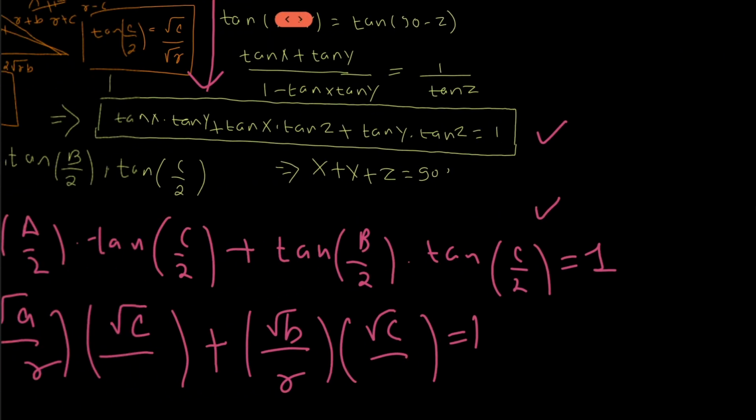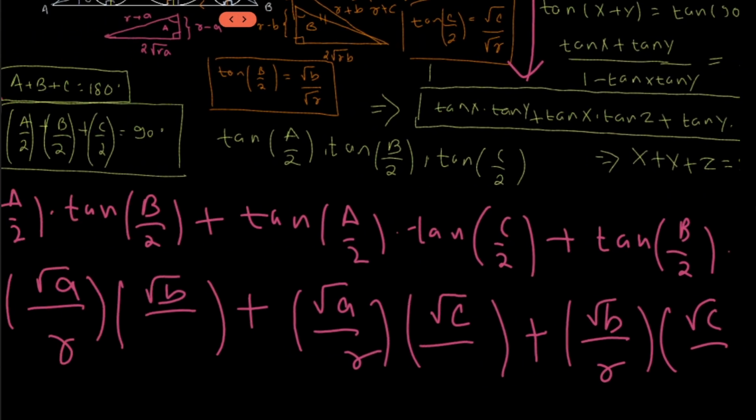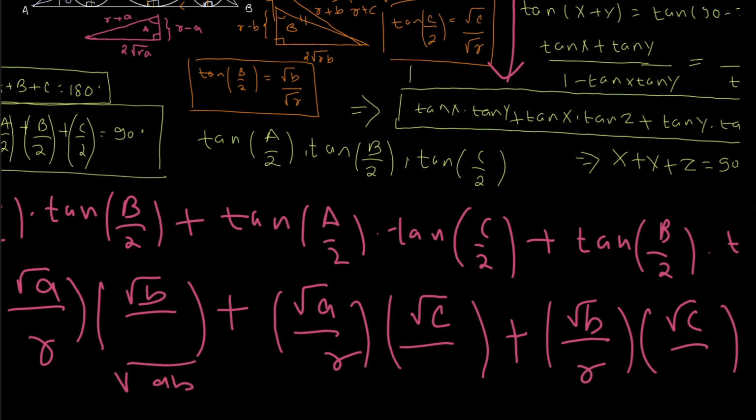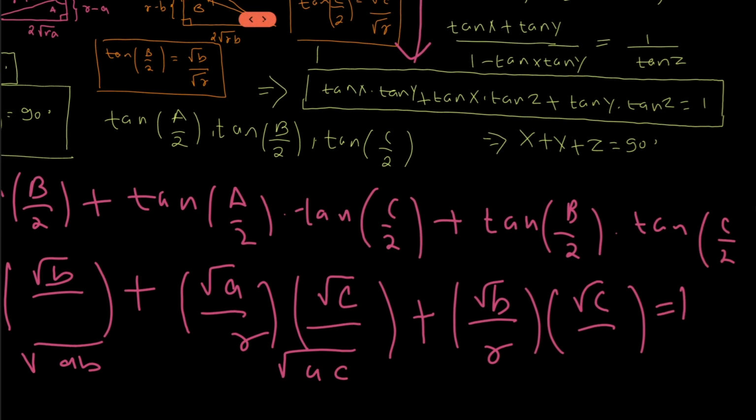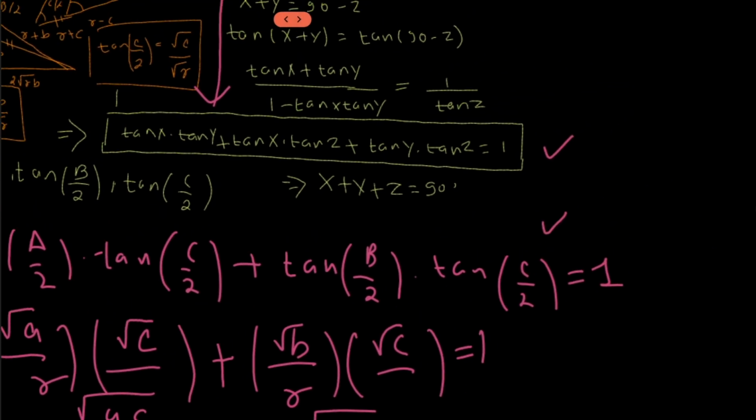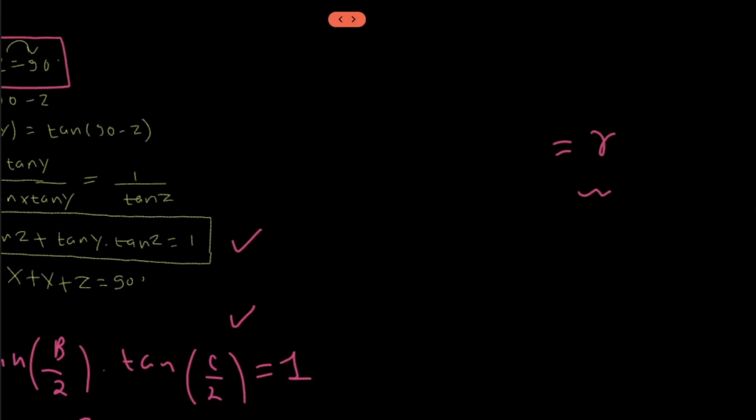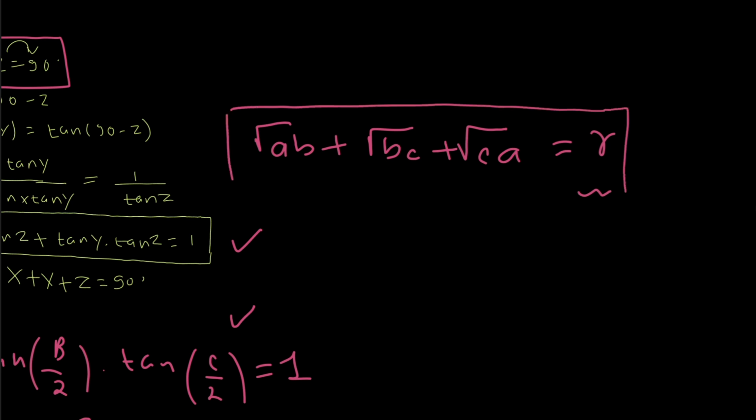What about the left hand side? We can see that in the first term we have the numerator as root a into root b, so it will form complete root ab. The middle term is root a into root c, so it can be written as complete root ac, and the third one is root b into root c, so it can be written as complete root bc. So now we have the left hand side of the equation as root ab plus root bc plus root ca, and this thing is equal to r, and that is the relation that we need to prove.